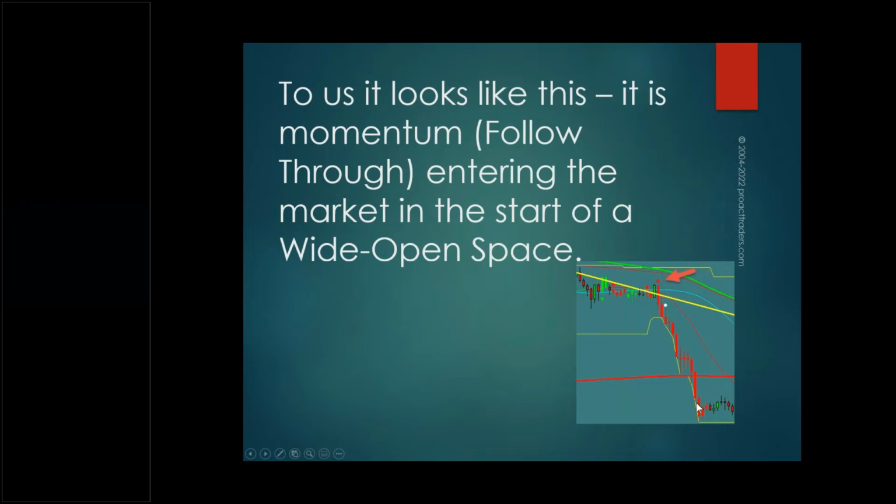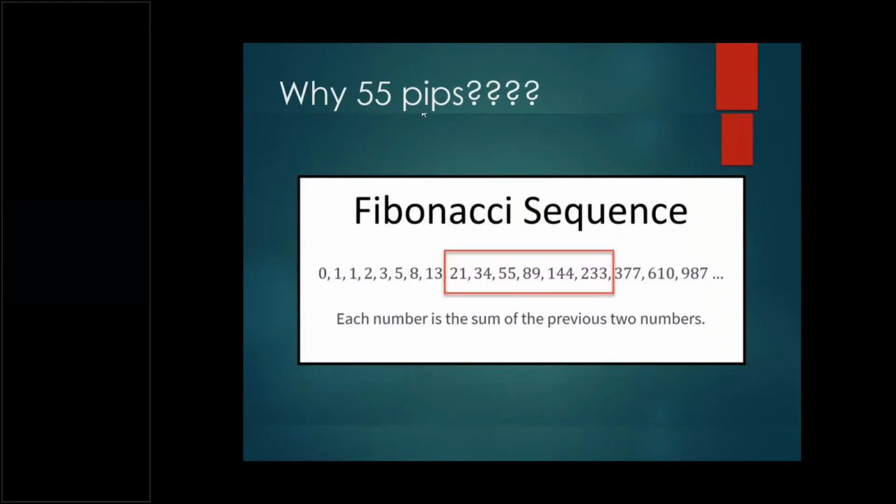We know the bears are in control right there, and that allows us to get in at a really good place as long as we know where the target is. By the way, we never make an entry unless we know the exit. So why do we look for 55 pips? We look for 55 pips as the minimum area for a wide open space. Why do we do that? Because it's part of the Fibonacci sequence.